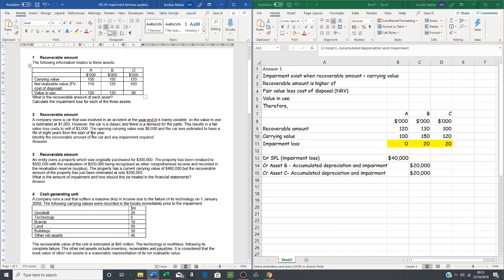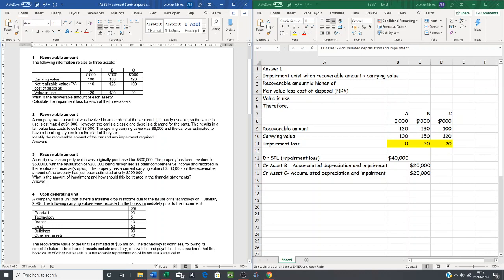Question 2 now is similar. A company owns a car that was involved in an accident at the year end. It is barely usable. So the value in use is 1,000. If we keep it within the business, it can generate only 1,000. However, the car is classic and there is demand for the parts. This results in a fair value less cost of disposal of 3,000.